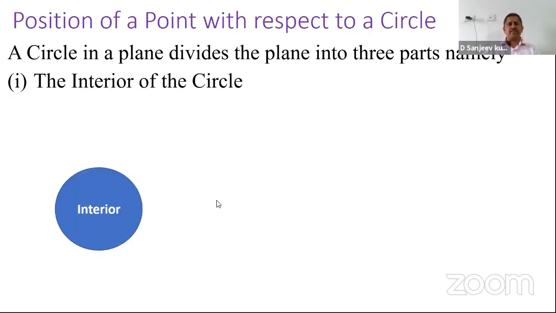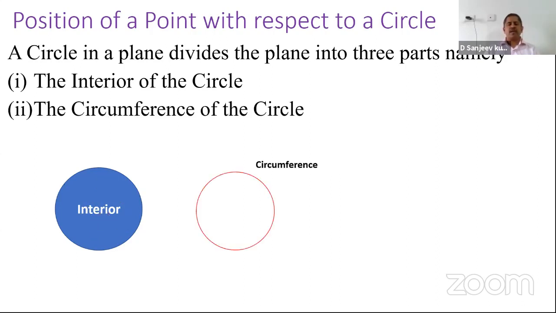One part is called the interior of the circle. See that here inside the circle you can have points. So the position of points, the points can be inside of the circle. So any point inside is what is called the interior of the circle. Then you call the circumference of the circle. So any point on the boundary of the circle, all the boundaries of the circle, if you take points, these are called the circumference of the circle.